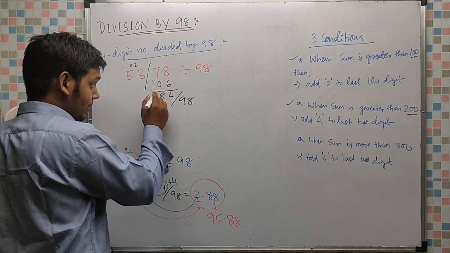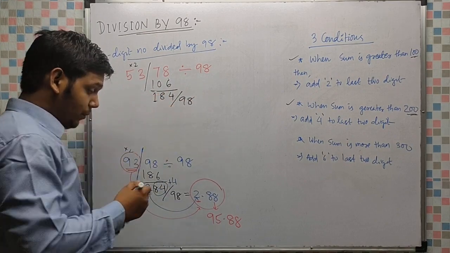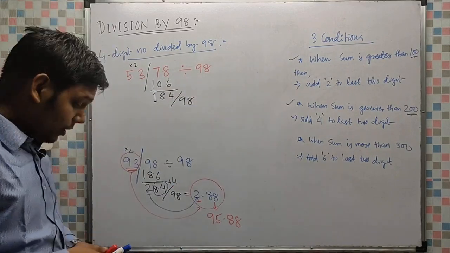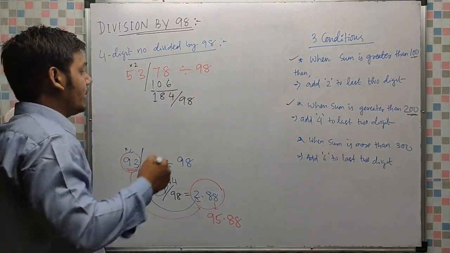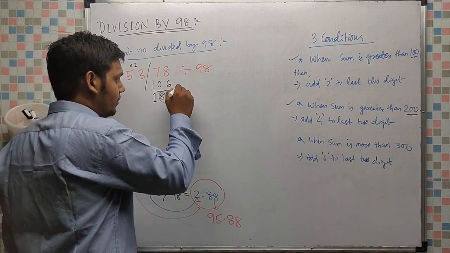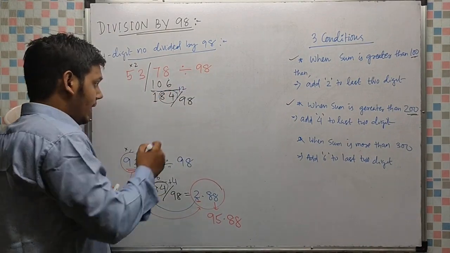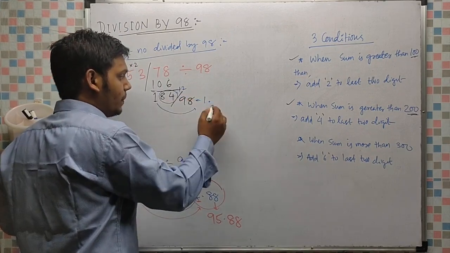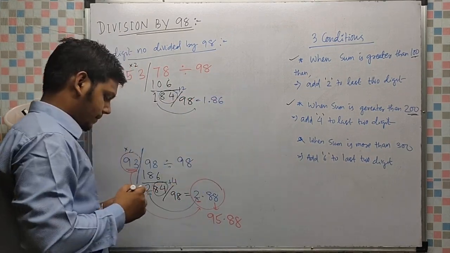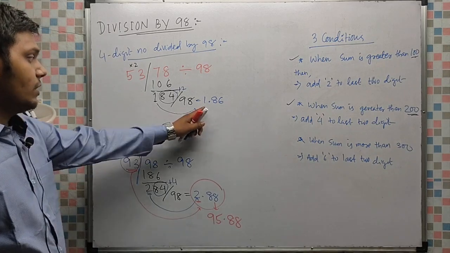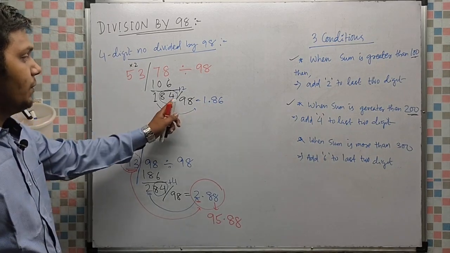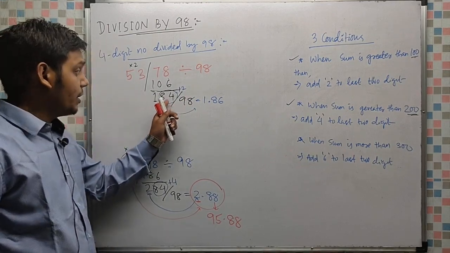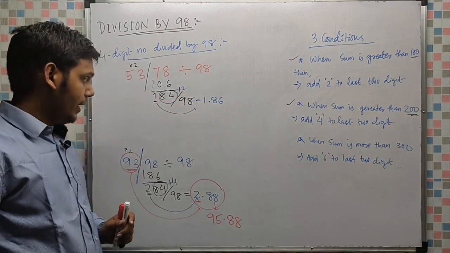Now see, the sum is more than 100. 184 is more than 100. So what I have to do? When it is more than 100, I have to add 2 always to the last two digits. 84 plus 2. And simply I have to keep this 1. 1 means 1.84 plus 2, 86. Because 184 is more than 100, so 84 plus 2, that is 0.86.